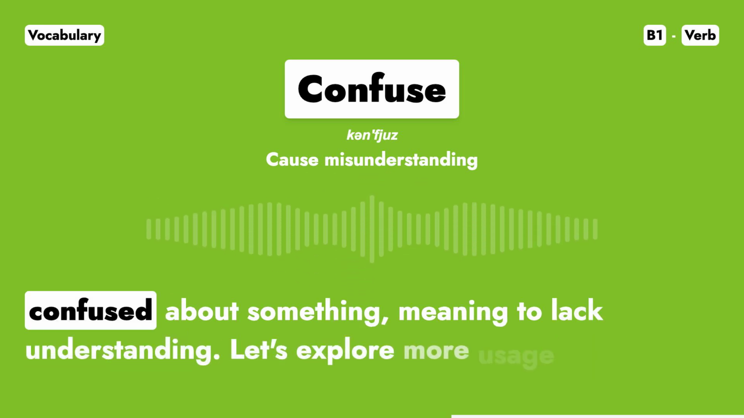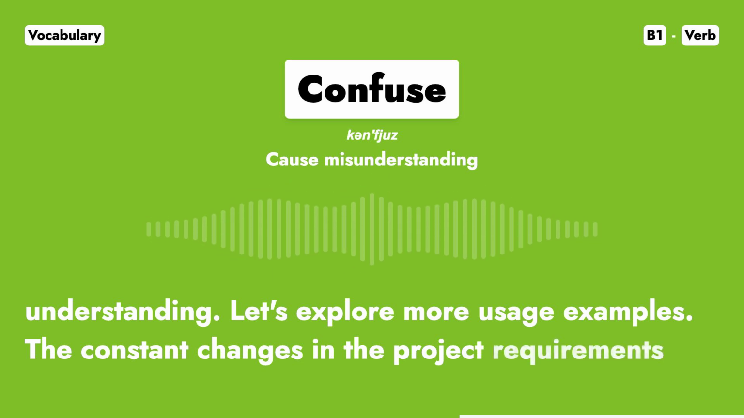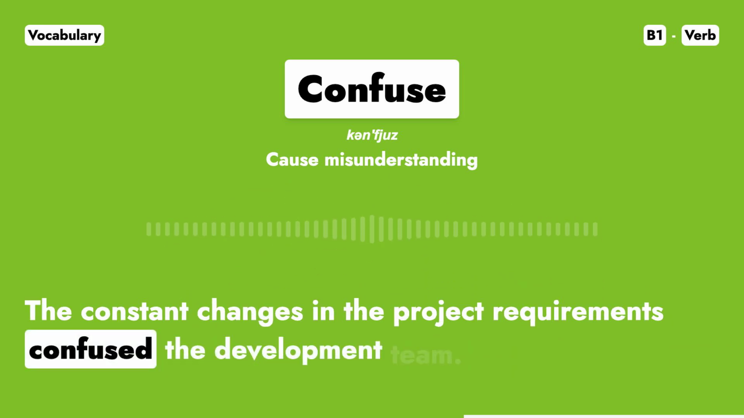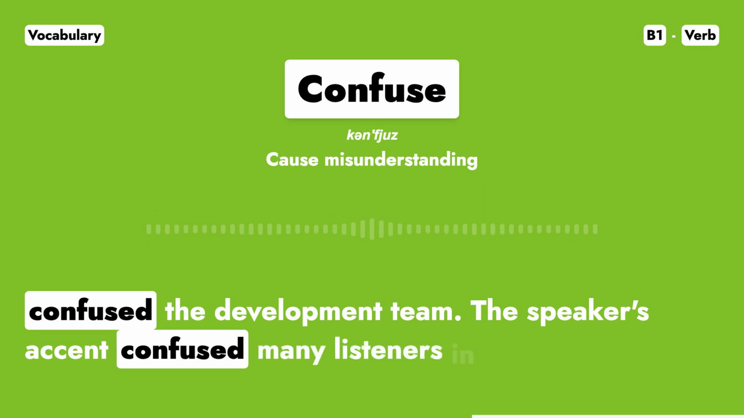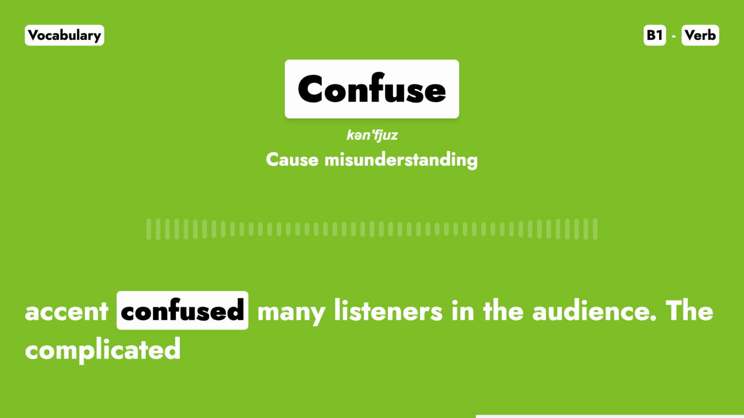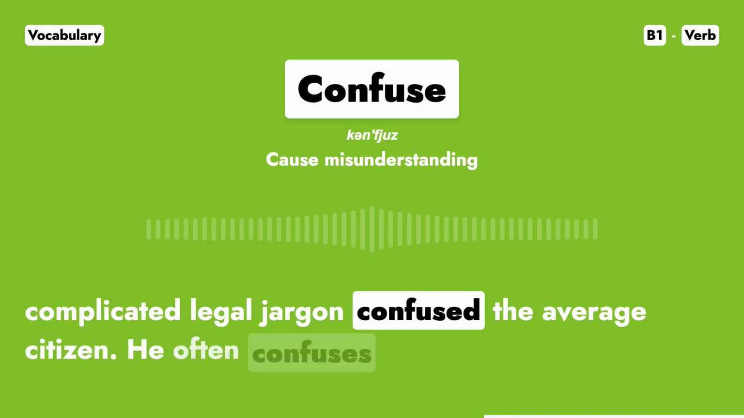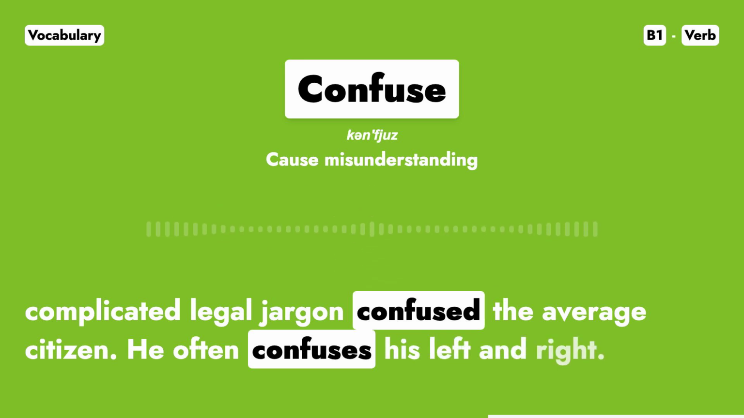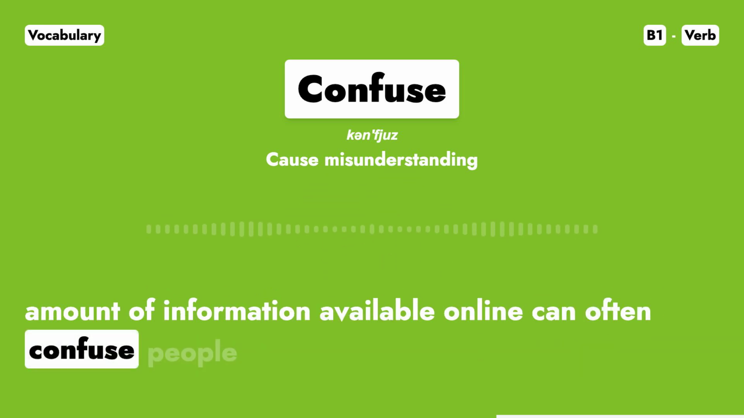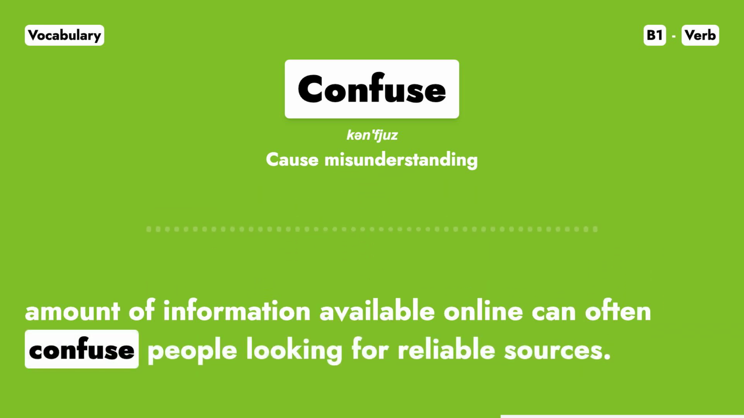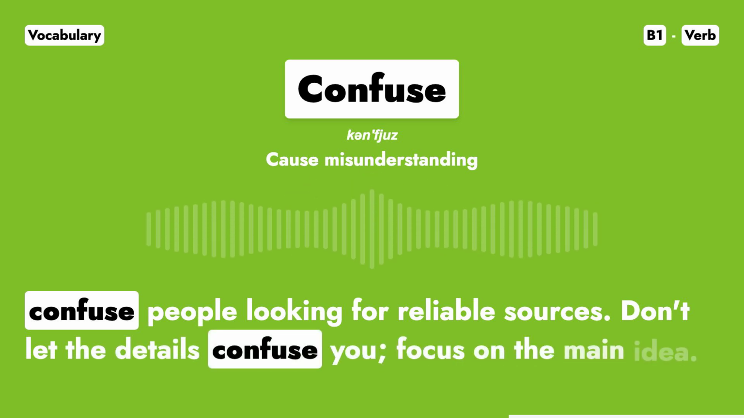Let's explore more usage examples. The constant changes in the project requirements confused the development team. The speaker's accent confused many listeners in the audience. The complicated legal jargon confused the average citizen. He often confuses his left and right. The amount of information available online can often confuse people looking for reliable sources. Don't let the details confuse you. Focus on the main idea.